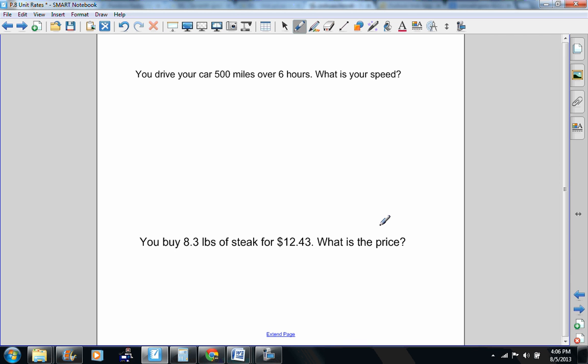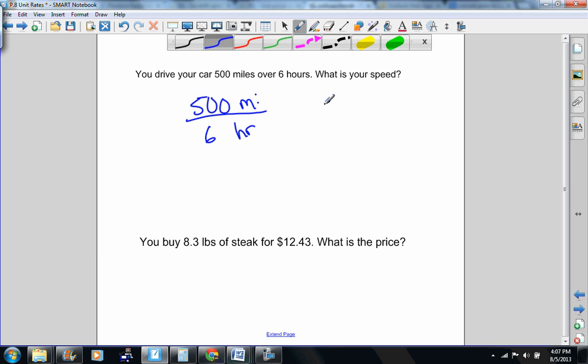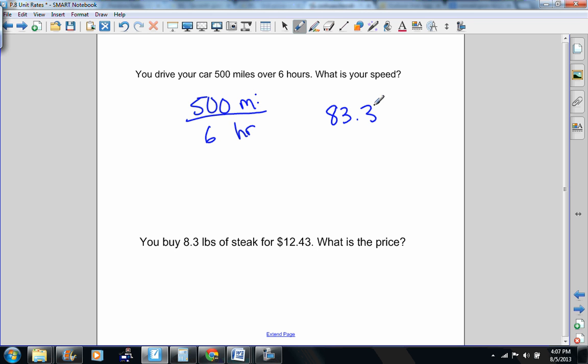So we have a couple examples. You drive your car 500 miles over 6 hours. What is your speed? Well, we want to do it as a fraction with a label. And would we rather do miles per hour or hours per mile? And I hope that you know we would do miles per hour. So we'd write it like this. And from here, all we do is we take this unit rate and we divide it. 500 divided by 6 gives us 83.3. And we would label this miles per hour, just like that.